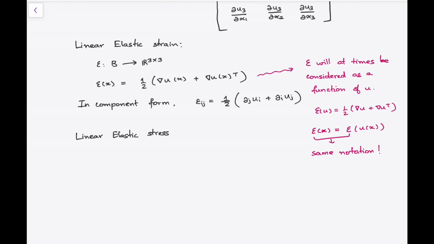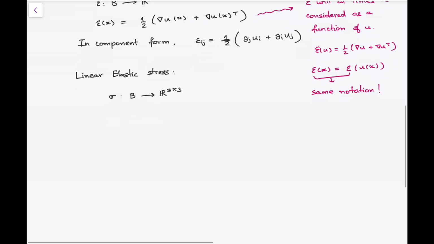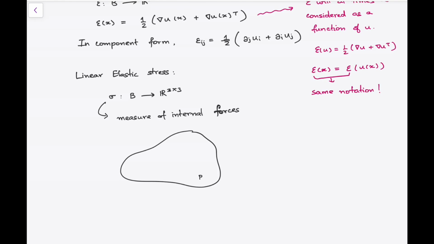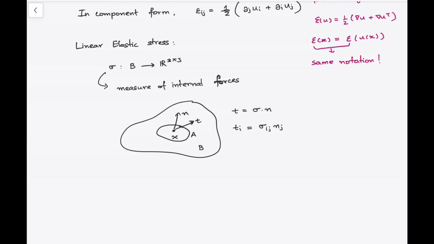The other important quantity is the linear elastic stress, which is denoted by sigma, which again takes a point in the body and gives you a 3x3 matrix. Now the linear elastic stress is a measure of the internal forces inside the body. You might have studied this in basic linear elasticity courses. Suppose you take a point x inside the body and you have a small area A with normal n. The force acting on that small area is given by sigma times n, or you can also write this in component form as shown here.